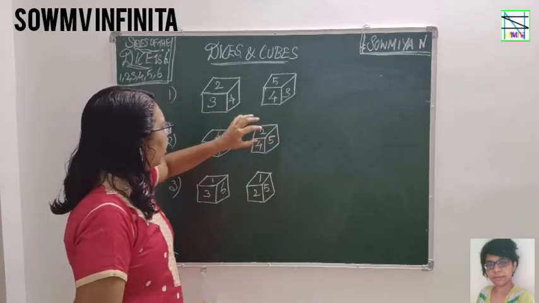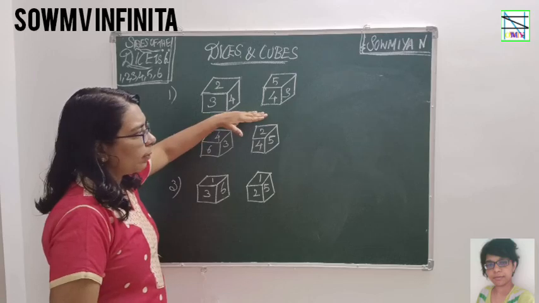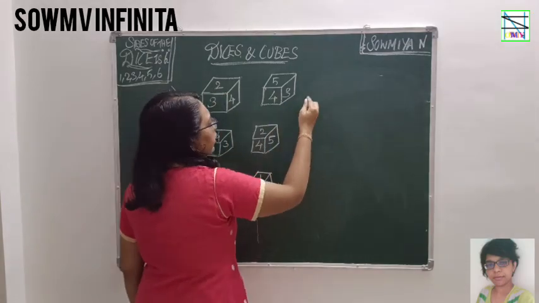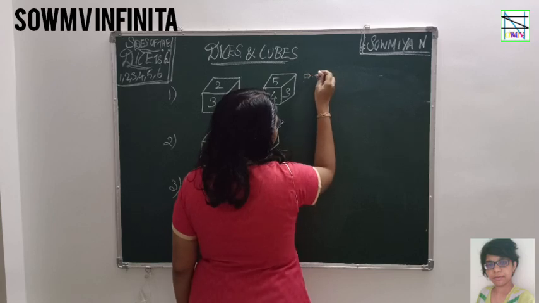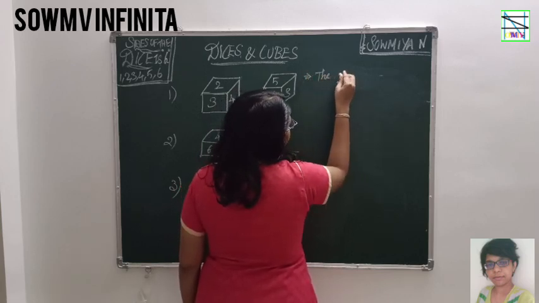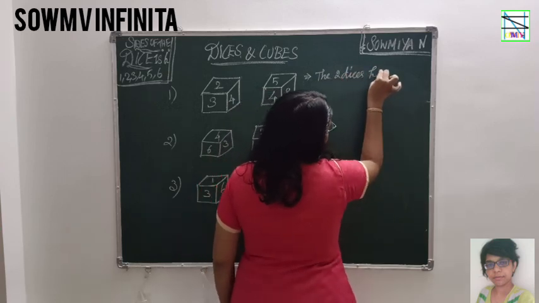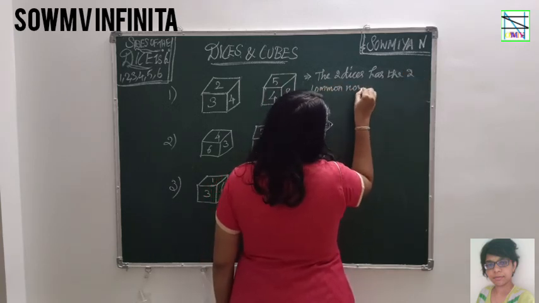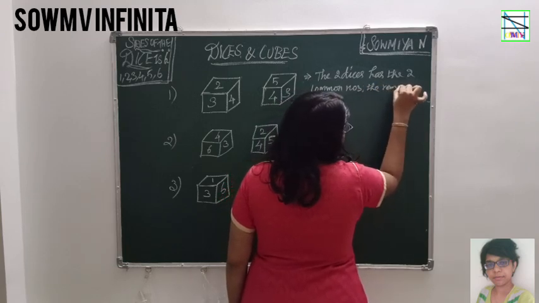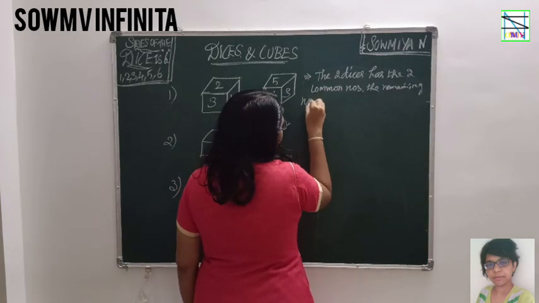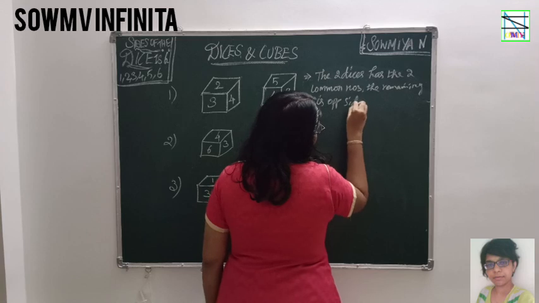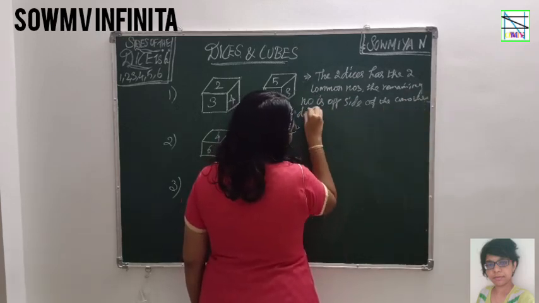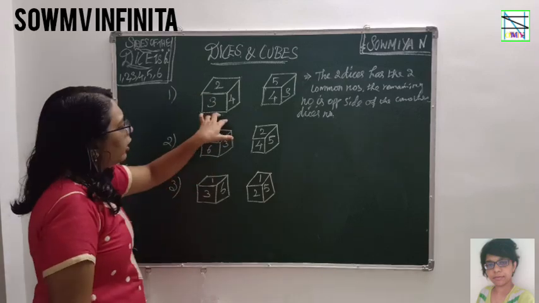The first condition: when the two dice have two common numbers, the remaining number is the opposite side of the other dice's number. Here 3 and 4 are the common numbers.